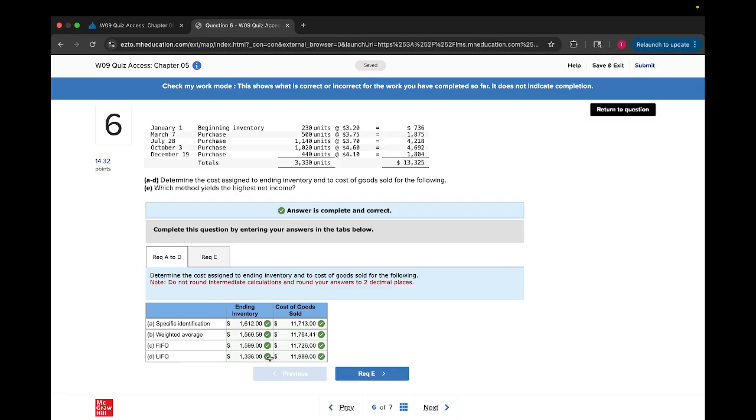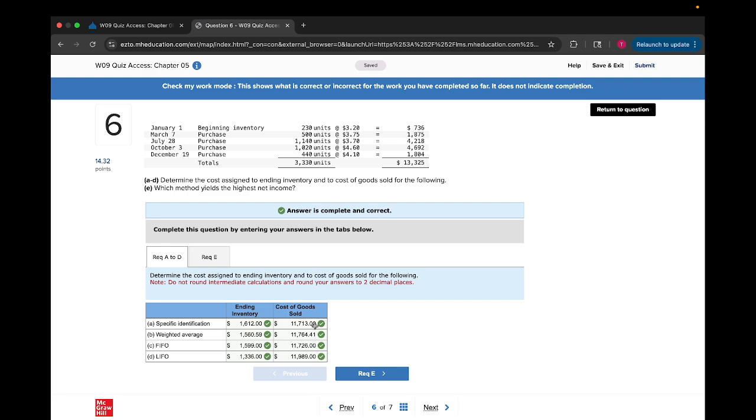So we got that right there. As we said, cost of goods sold is just the total cost minus what we just calculated, and it will give us 11,989. Pretty simple there. FIFO, LIFO, pretty simple.